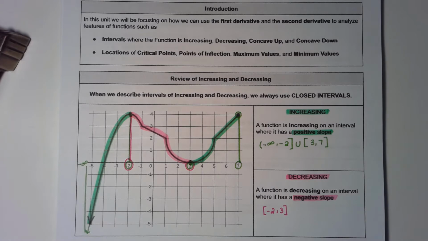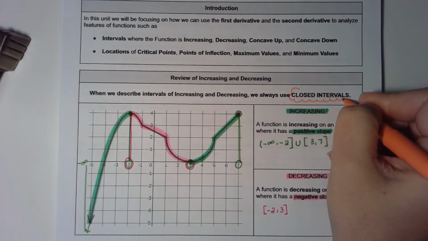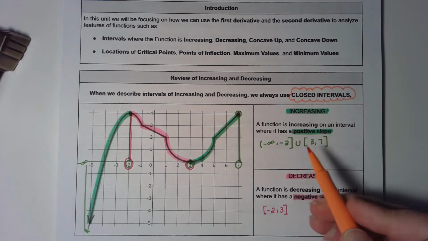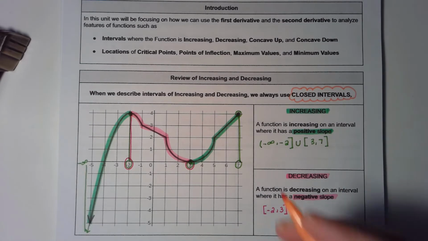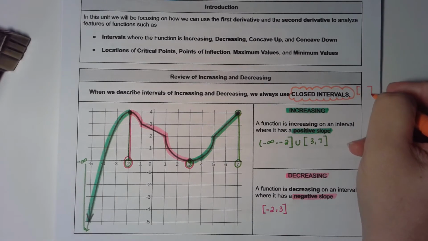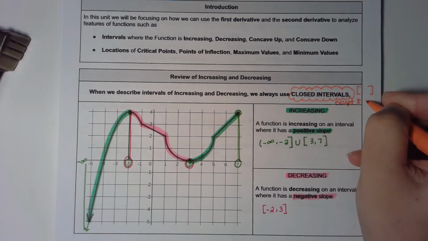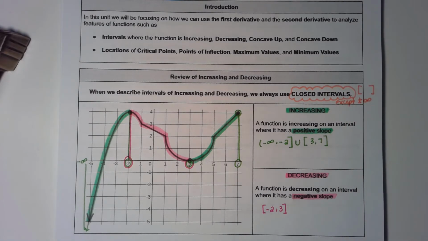Now, this is really a review of what you guys have talked about before. We've talked about increasing and decreasing in previous math classes. There is one thing that I want to point out to you, which is that whenever we are looking at intervals that are increasing or decreasing, we're always using closed intervals, meaning we're using brackets on our notation here. The only exception when we don't use a bracket is when there's a negative infinity. So we're always going to use brackets except for a positive or a negative infinity because you can't get to the end there, so you can't capture it with a bracket.